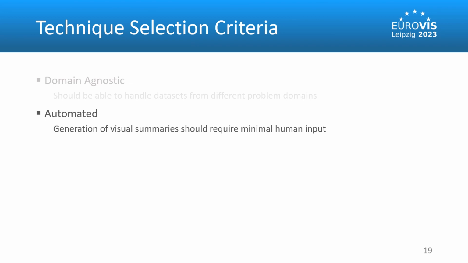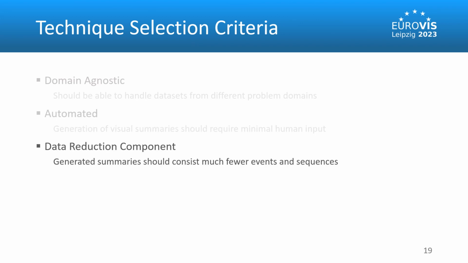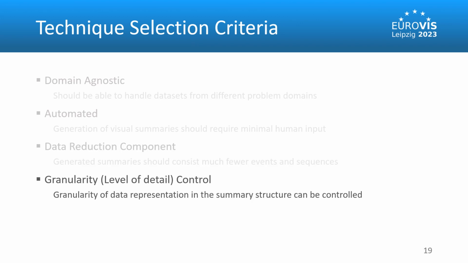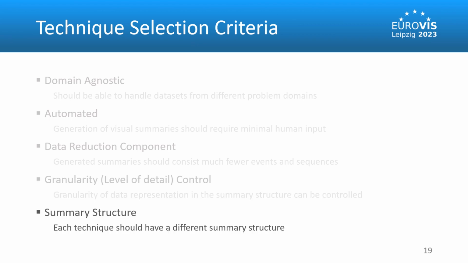Second, we required the techniques to be automated. Third, the techniques should have some data reduction component. Generated summaries should consist of much fewer events and sequences compared to the input dataset. Fourth, the technique should support controlling the granularity in which data is represented in the summary structure. Finally, each technique should have a different summary structure.